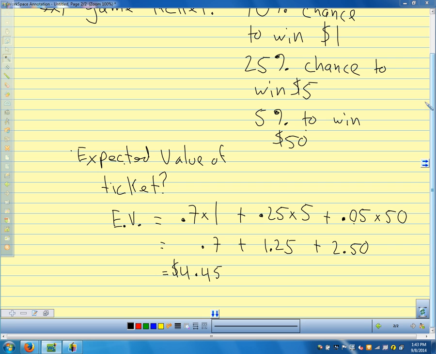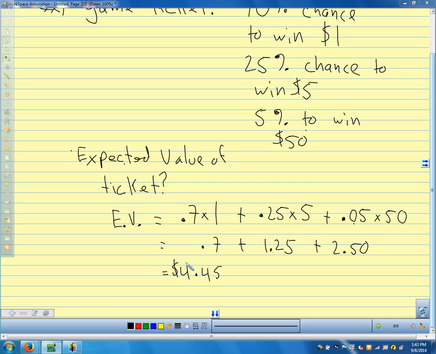So if this game costs $5, would this be a good game? No, because in the long run, for each ticket, you'd lose 35 cents. You're spending $5 and you're only getting $4.45 back in the long run. So for a $5 game, this probably wouldn't be a great game. It would be terrible, and usually these games are meant to raise money for whatever the program is, so the game is supposed to earn money.